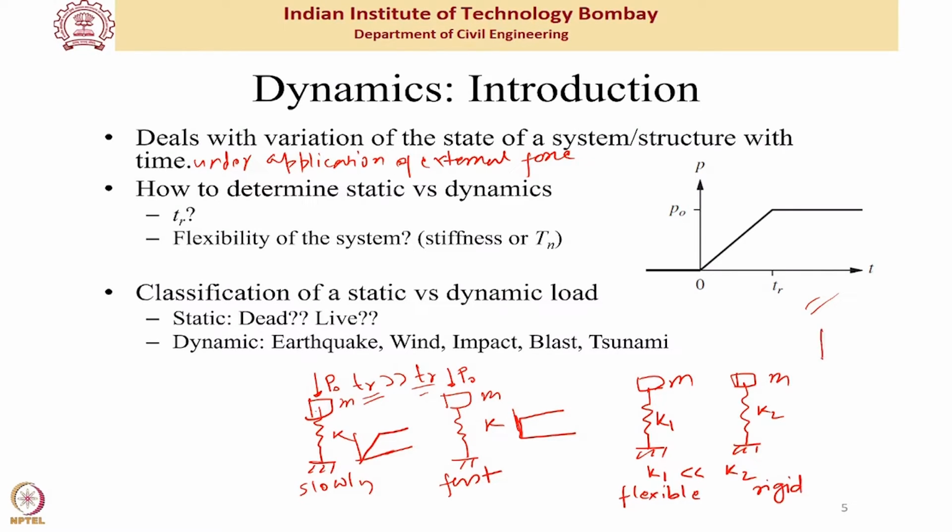And now I apply a load which has the same rise time. So both loads of final magnitude P naught are applied over the same duration. Now can you imagine, if it's a flexible system, then it would vibrate more, and if it's a rigid system, it would vibrate less. Of course, I'm doing a relative comparison between these two. So compared to this system, I would see that load P, which is a ramp load, would lead to more vibration in a flexible system compared to a rigid system.